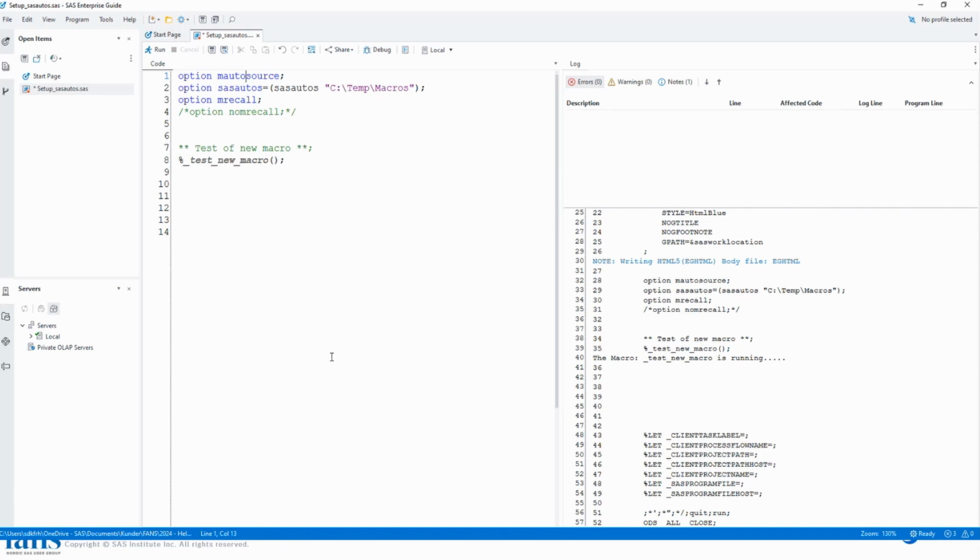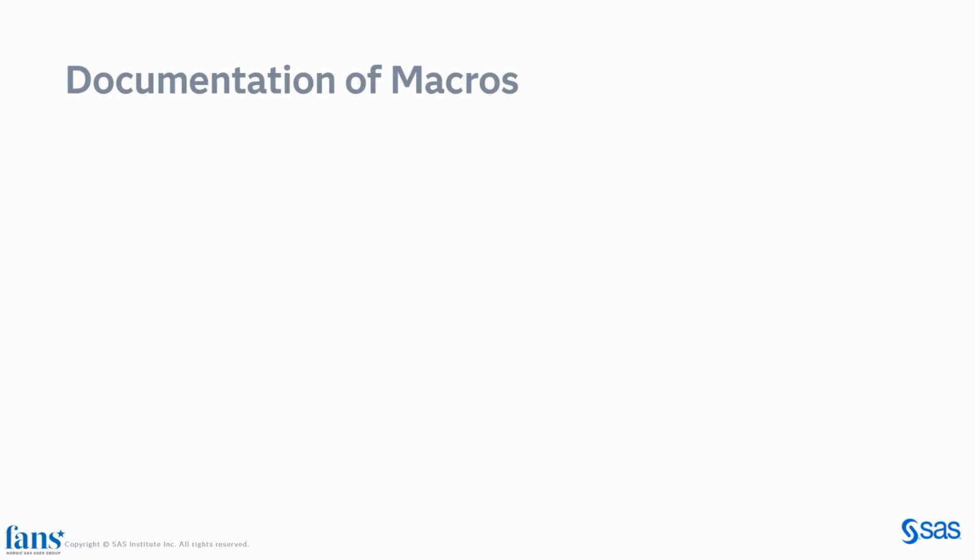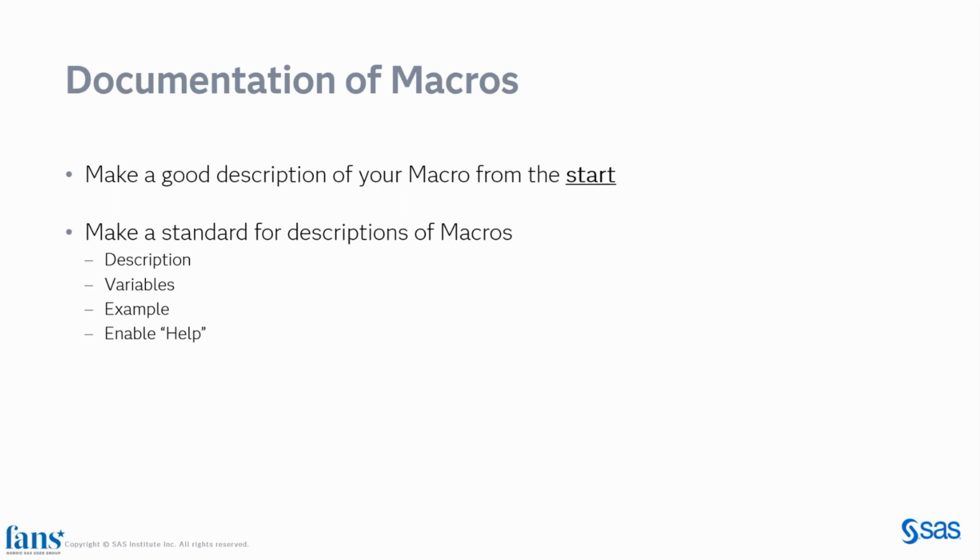macros I've made. Maybe Ole has made these macros, and how do I use them or tell them to another person or myself? What is a good idea? That is to make a description. If you're not used to doing that, then it's a good idea to make a standard for how you describe macros. So that is a description, maybe what variables are there, make an example, and enable help. What is that? I'll show you.